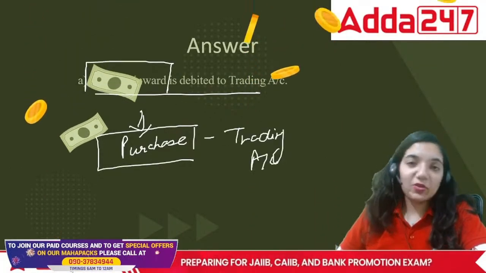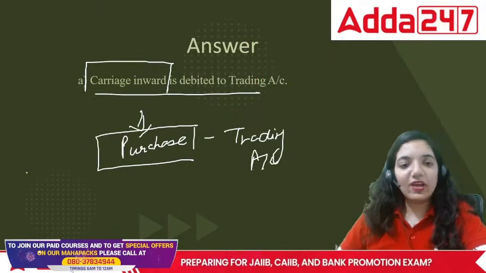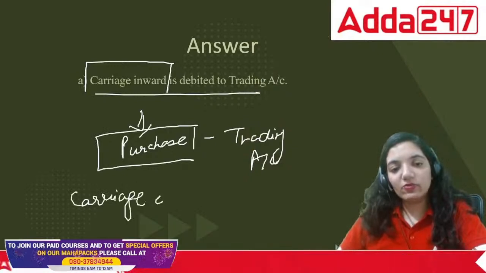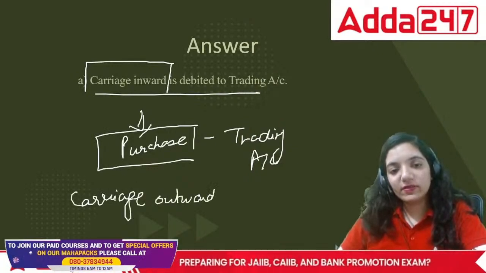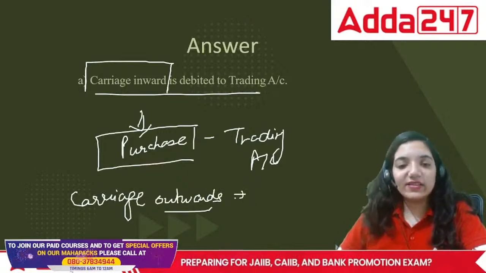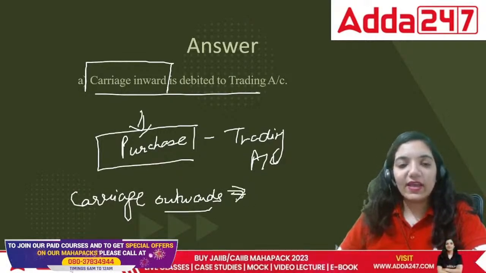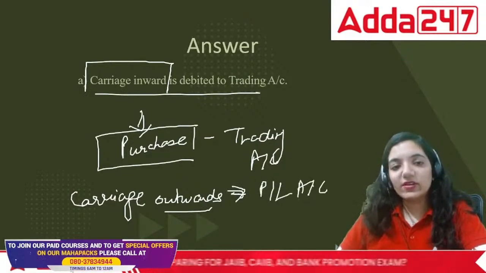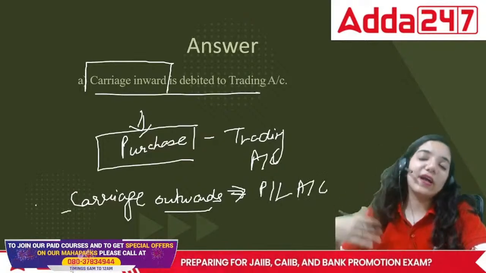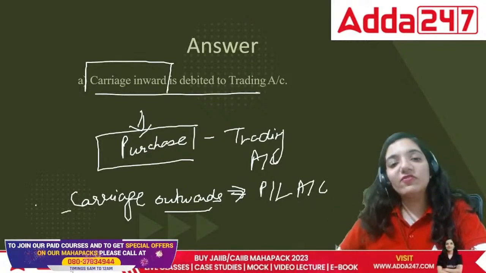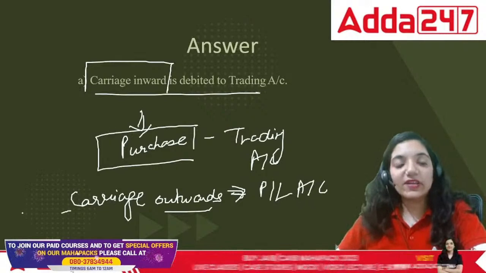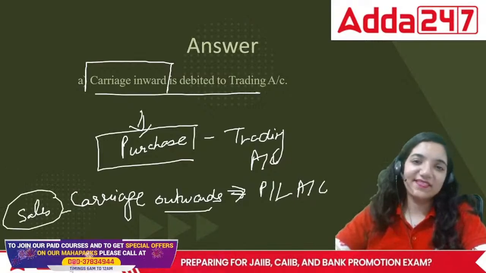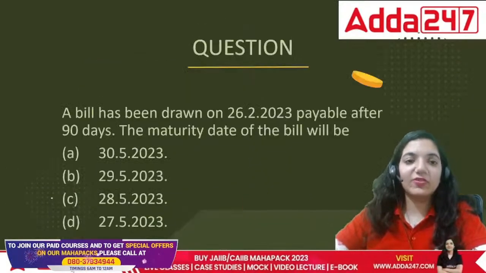Inwards means when you are purchasing something. If it would have been carriage outwards, then that would be considered as profit and loss account. Why? This is done on behalf of a particular person to whom we are selling the goods. So this is done on behalf of the customer. So this is at the time of sales. Done. So let's move on and talk about the next question.